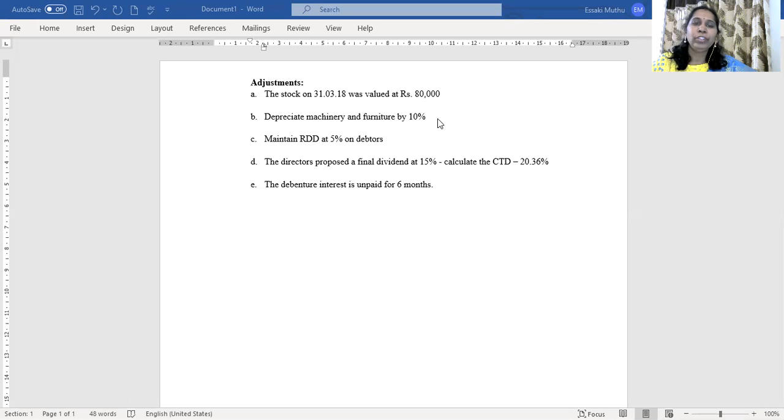Hi everyone, today we are going to see some adjustments, how they will be treated in the final accounts. So the first adjustment is the stock on 31st December 2018, valued at 80,000. This is nothing but closing stock. How can we treat this closing stock?